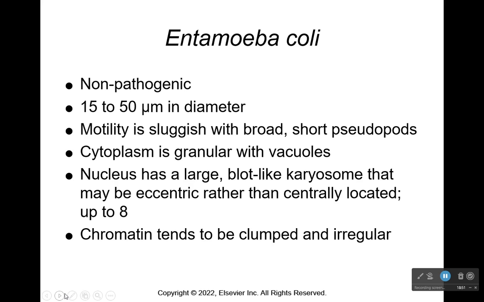Okay, so for the non-pathogenic, Entamoeba coli, 15 to 50 micrometers in diameter. It's a little bit bigger than the Entamoeba histolytica. Already said the motility doesn't really go anywhere. It's very sluggish. The pseudopods are going to come out and cause a little movement, but it's not going to travel very far. The nucleus is a little bit different. The chromatin, instead of being distinct bars like the histolytica, is going to be a little more clumped and irregular.